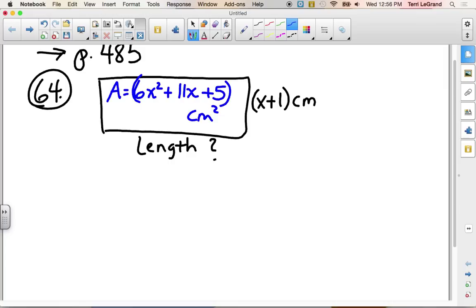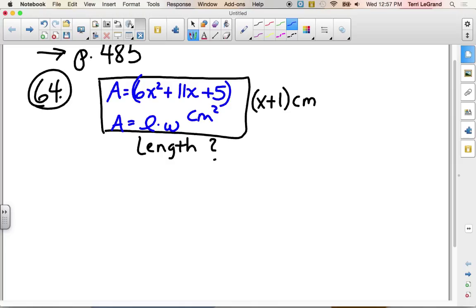Okay, how do we find the area of a rectangle? Length times width. So to get that area, they took some length times some width. Well, our length is a question mark right now. Our width is x plus 1, and our area is 6x squared plus 11x plus 5. Any suggestions what you think we could do to help us find the length of this rectangle?